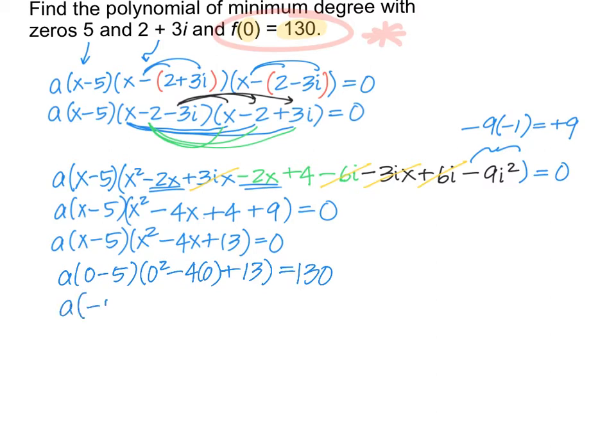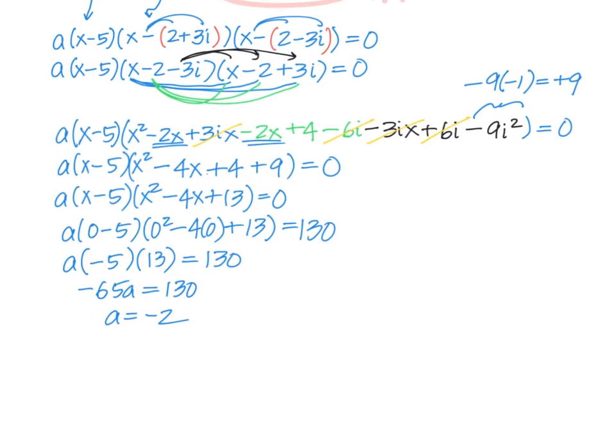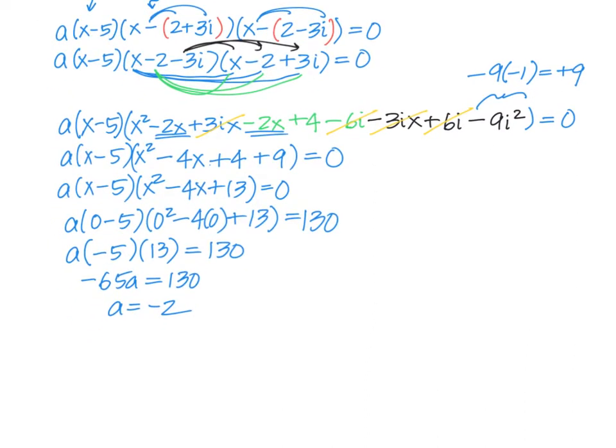So if a times negative 5 times 13 equals 130, I have negative 65a equals 130, giving us a equals negative 2. Now that I know a is negative 2, instead of writing a, I'm going to write negative 2 in place of a. So going back up to this step right here, I now put in negative 2 for a. So I have negative 2 times x minus 5, x squared minus 4x plus 13.